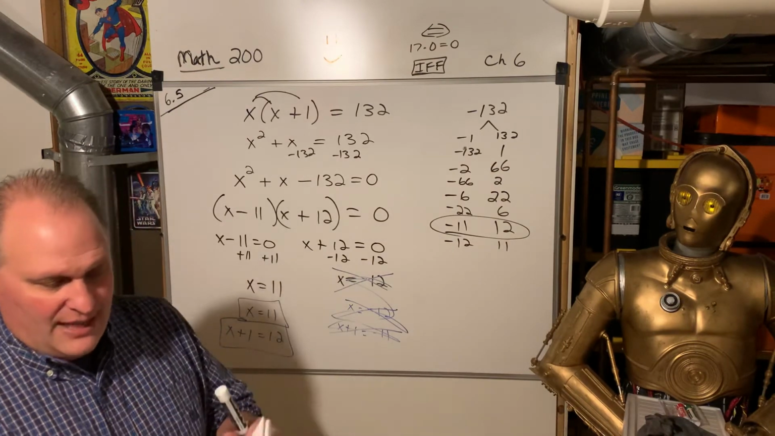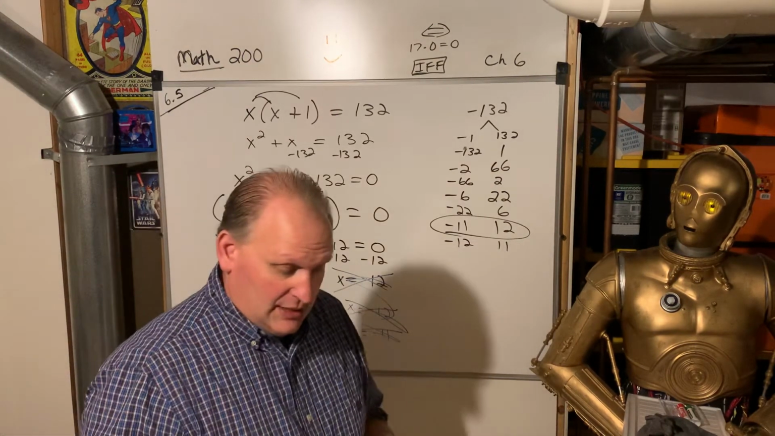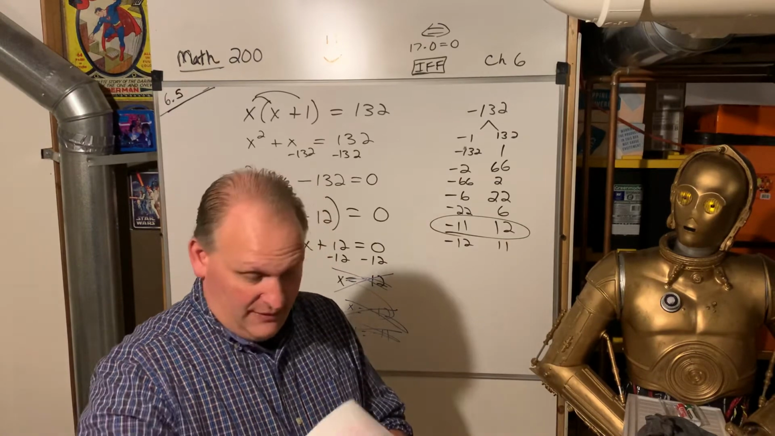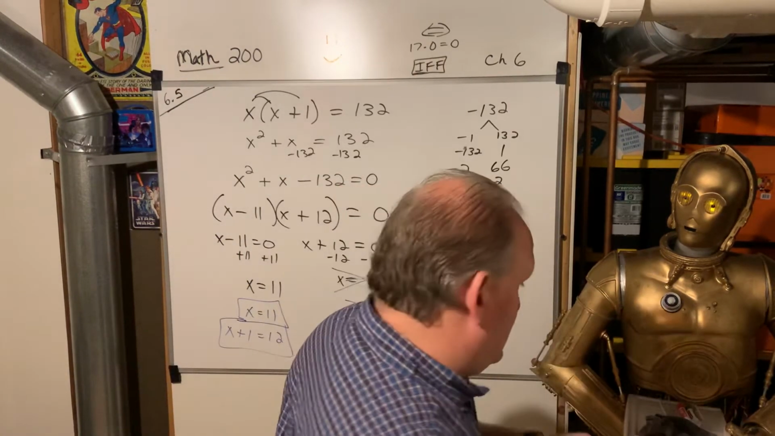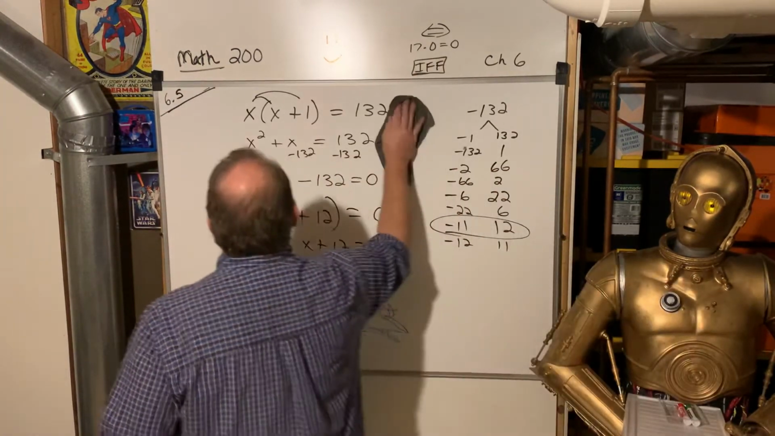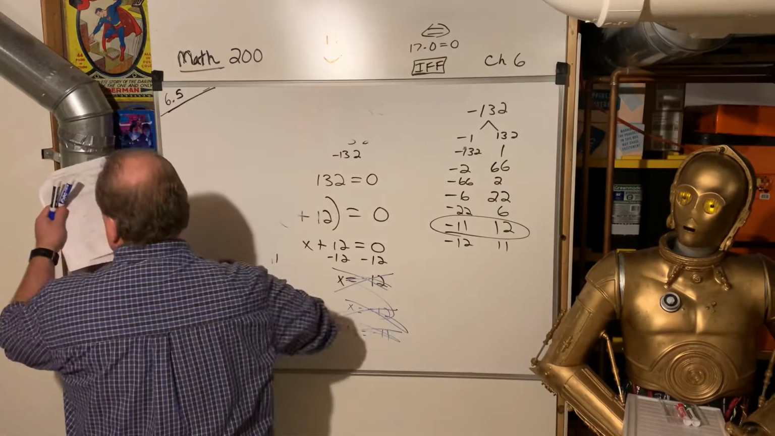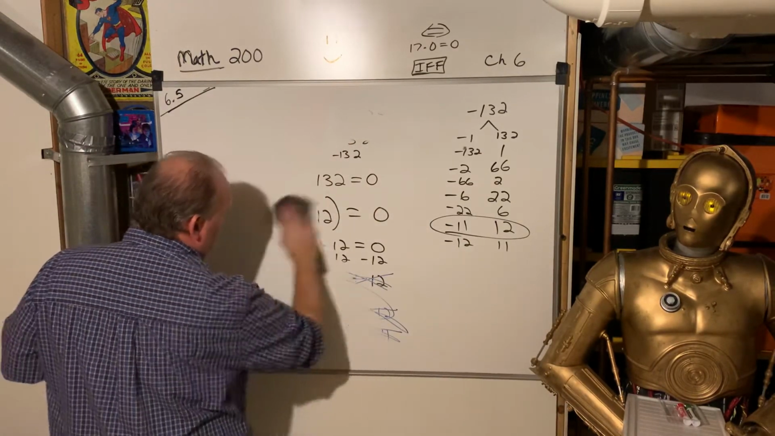Okay, let's do the last one. Ooh, last one is a tricky one. Number 16. This is a whopper. Let's take a look. We're in the note packet, page 16, chapter 6.